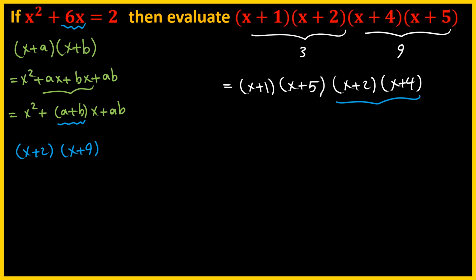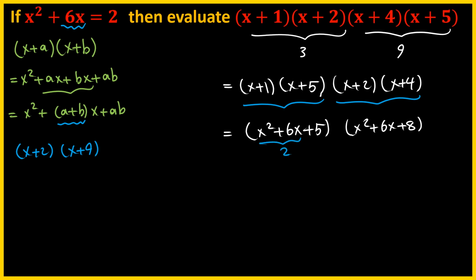And that's what I'm going to do. I'm going to multiply these two and these two out, and then I'm going to use the given equation to evaluate this. So if we multiply these two out, we should get something nice. We should get x squared plus 6x plus 5. And out of these two, we should get x squared plus 6x plus 8. Now, based on the given equation, x squared plus 6x is 2. So this is 2. So this equals 7 times 10, which is 70, as we found in the previous method.